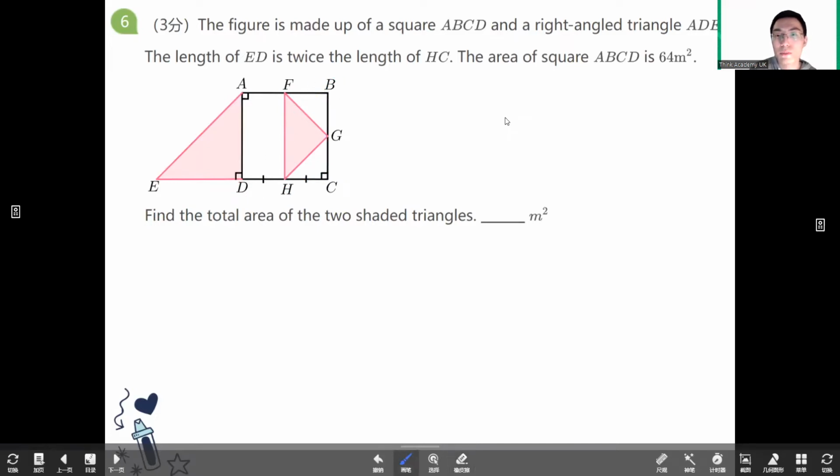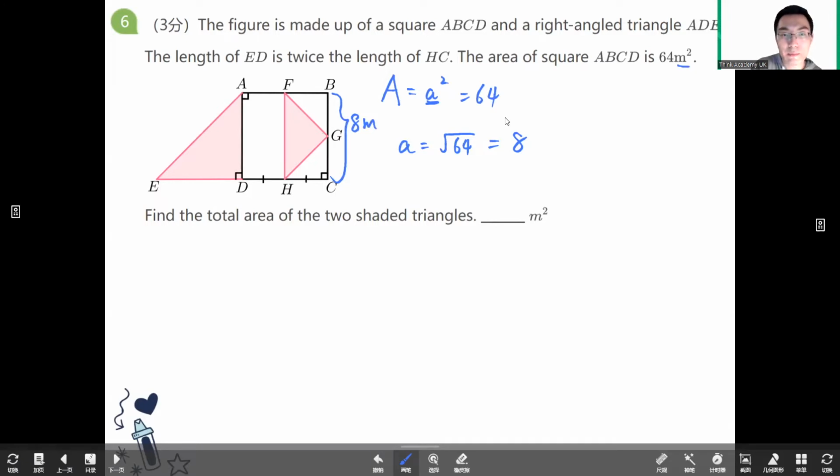So first of all, if you remember the formula for area of a square, that will be the side length squared. The side length is A, for example. Then the area will be A squared. Because we know the area is 64, if we want to find A, the side length, we simply need the square root of 64. So A will be the square root of 64, which is 8. So the side lengths of the square, BC, CD, DA, and AB, are all 8 meters. Be careful with the unit.